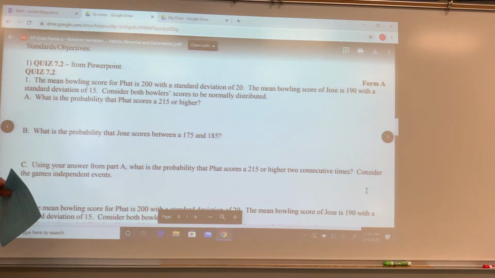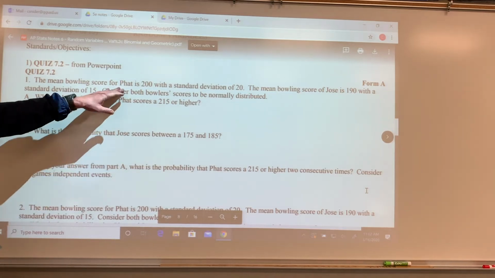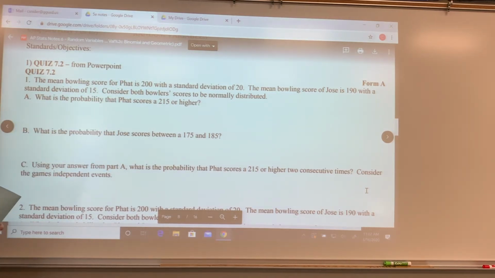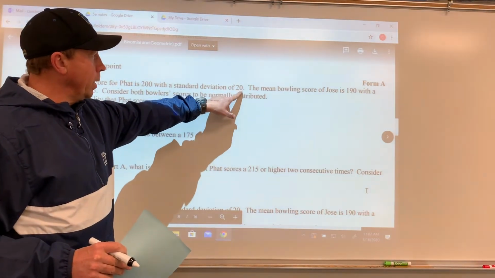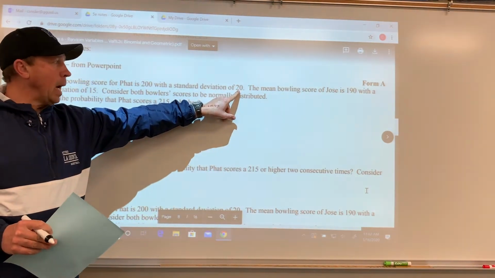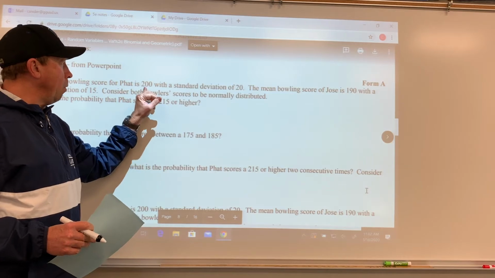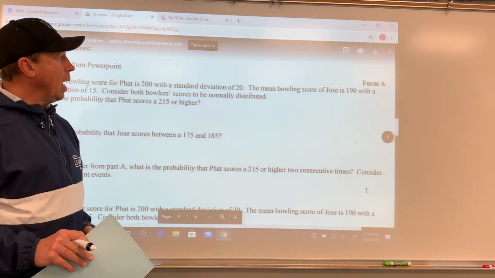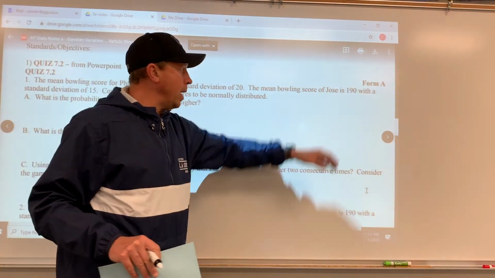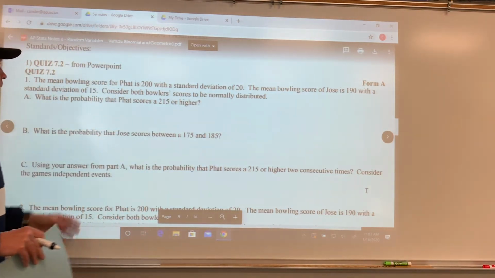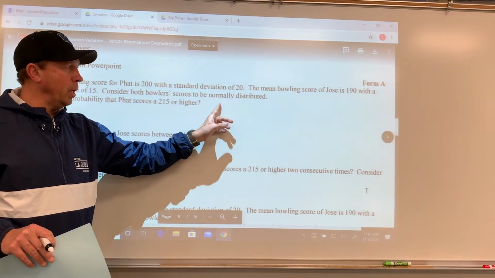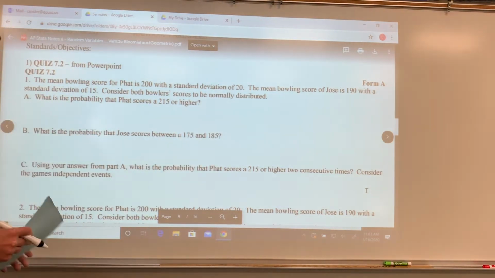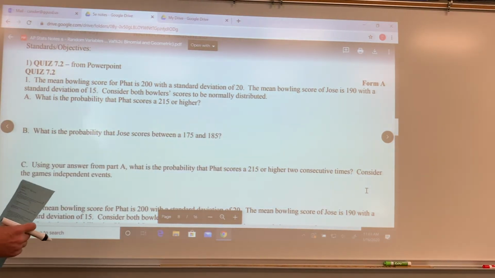Okay, so we got a guy bowling. His name's Fat, my man Fat, and his average bowling score is 200. He's a pro with the standard deviation of 20. Meaning it's not uncommon for him to score between 180 and 220, right? The mean bowling score for Jose is 190 with a standard deviation of 15. And consider them to be both normally distributed. Okay, bowling, high score wins. Don't forget that. It's not golf, something like that.